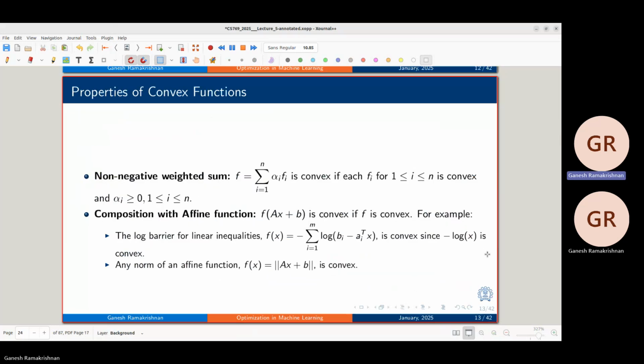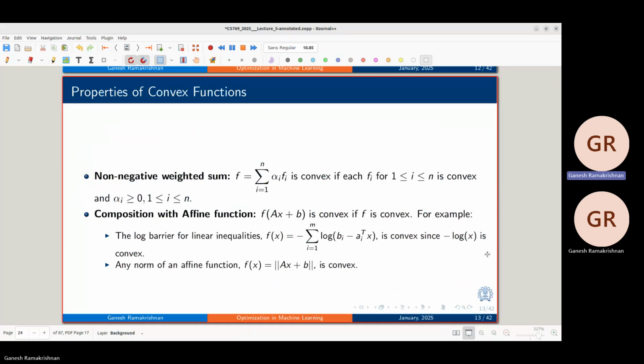Now, more properties. And now we're going to make a note of these properties. Some of these are very recurring, so we'll use these properties. Whatever we have proved and learned, we'll write down. So first, norm is convex.